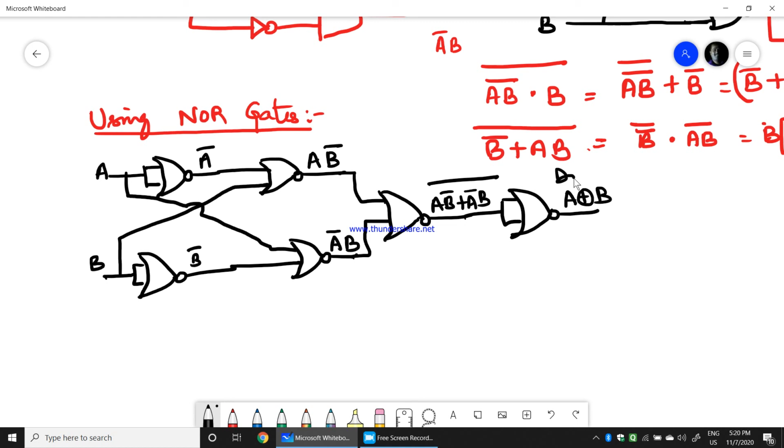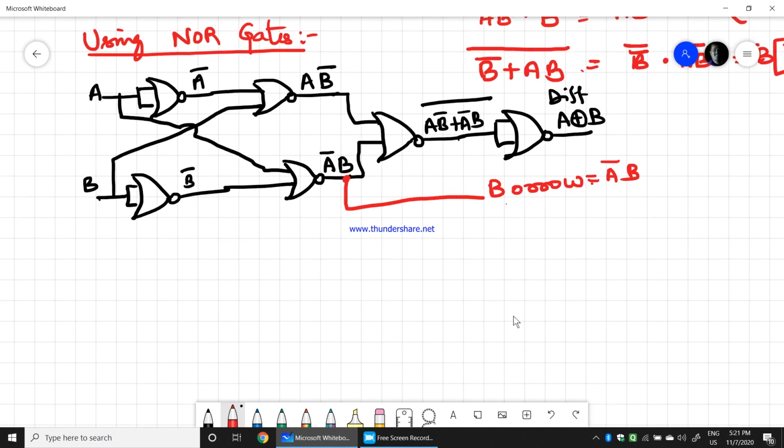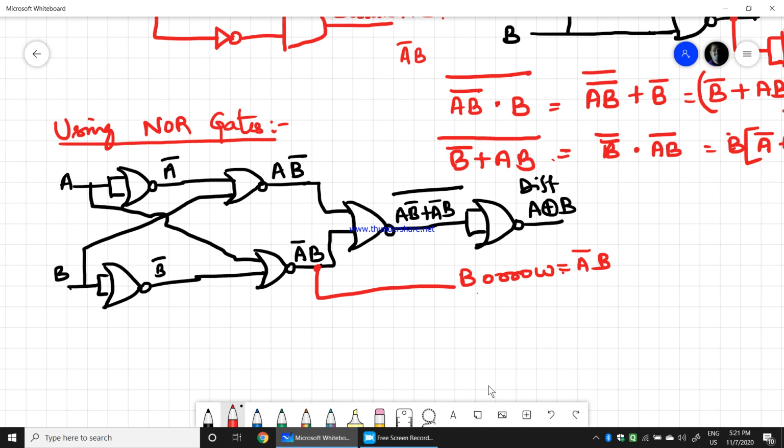This is the difference. Whereas coming to borrow, I need A bar B. So borrow should be A bar B. Therefore, I will take this directly as borrow, which is equal to A bar B. I will directly take the output from here because this is A bar B and that itself is the borrow. So this is all about the half subtractor.